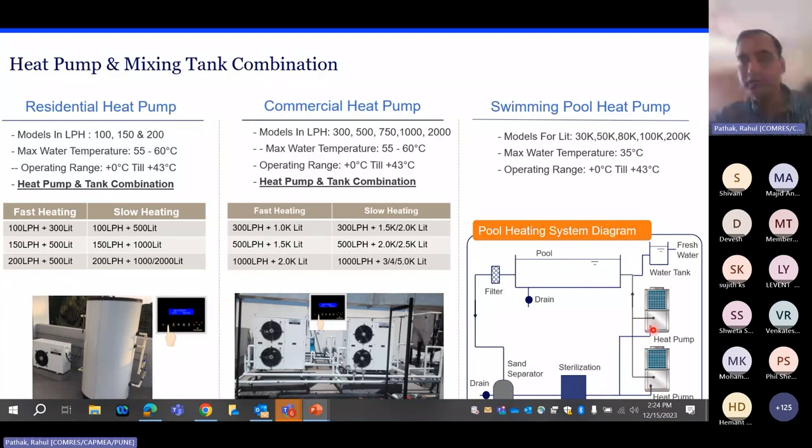So there are tandem heat pumps which are used over here. And then the heated water is again supplied back to the pool, right? This is how the schematic looks like for swimming pool.